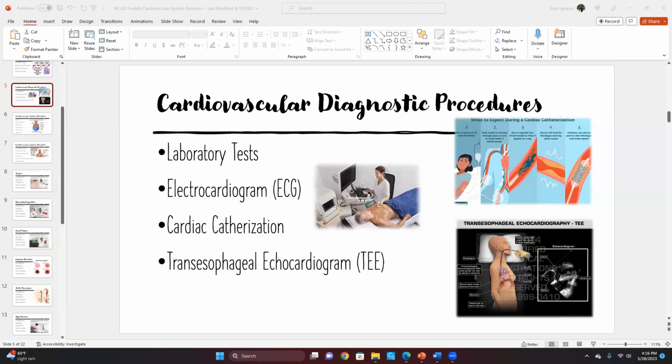And they will keep that extremity extended for 4 to 6 hours. So if they made a right side approach on the right side of the groin, the right femoral artery, this patient's not going to be up out of bed. They need to stay in bed, lying in a supine position with that right leg extended to promote blood flow back to the heart, okay?